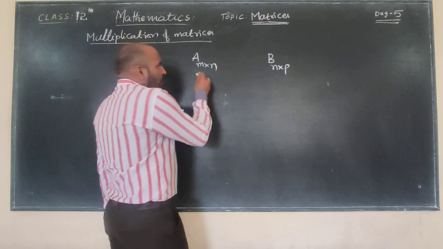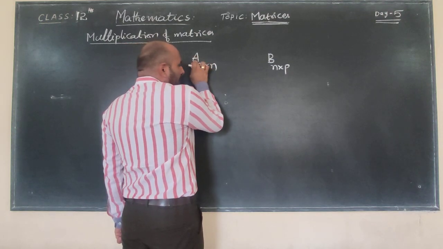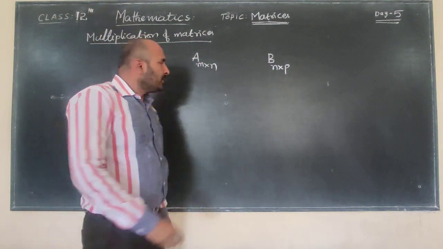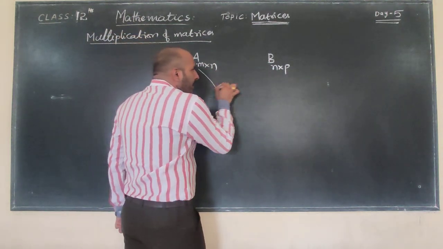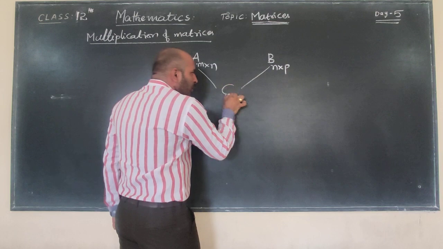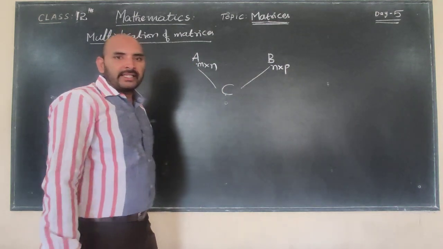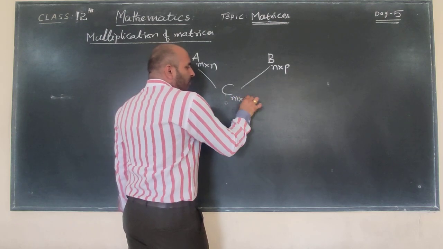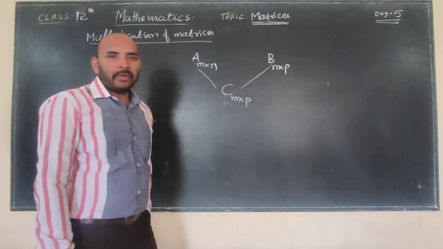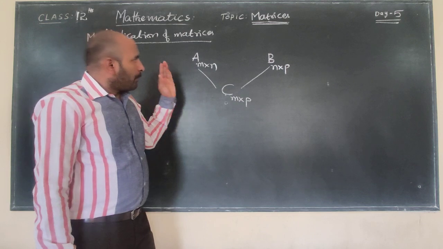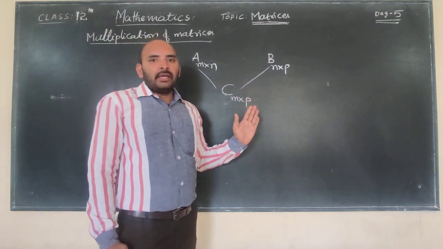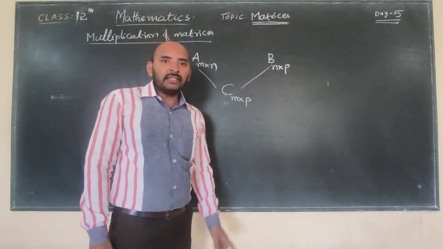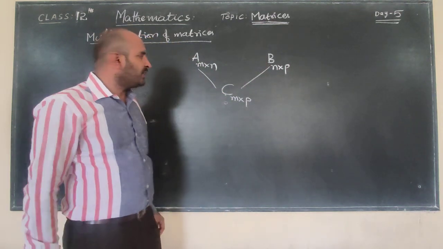So now, the product of the two matrices gives one new matrix. Let us consider that it is C with order m cross p. The product of the matrices is possible only under one condition.